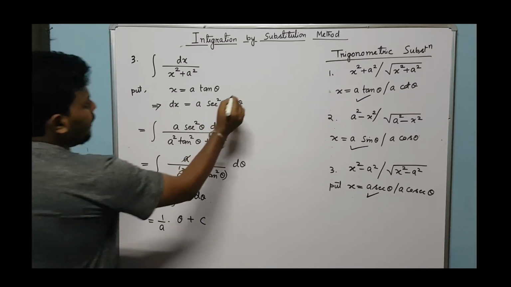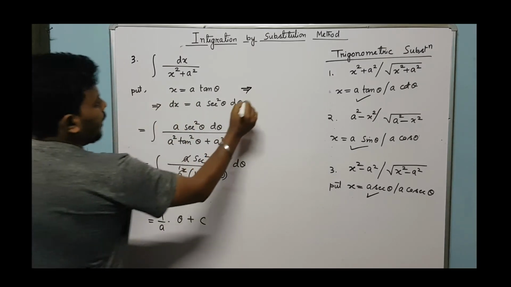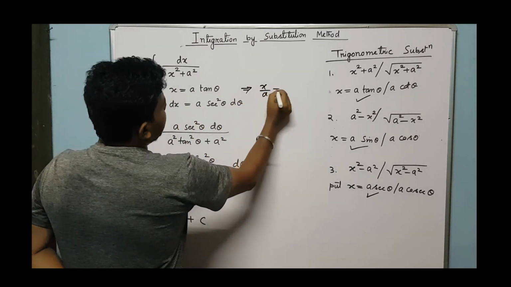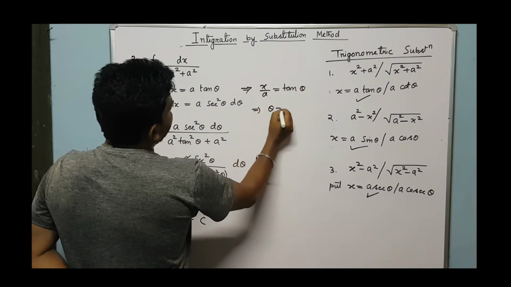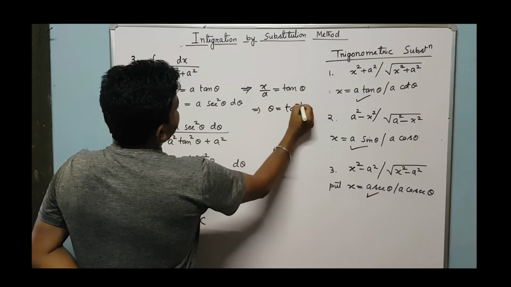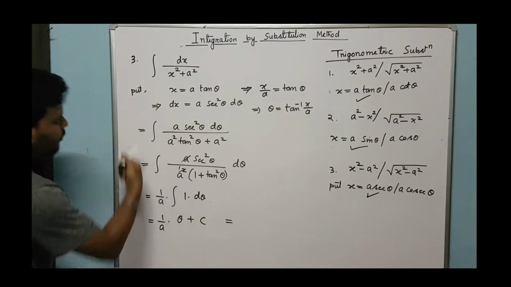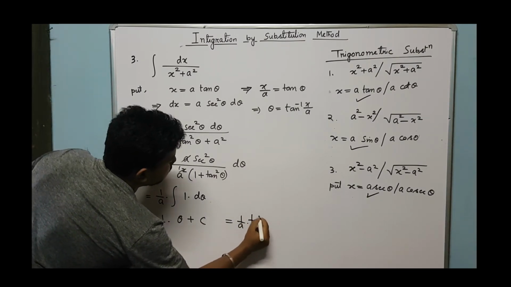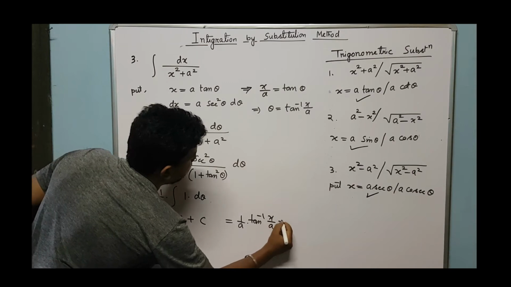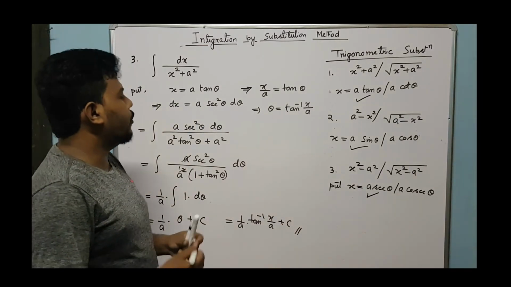See, from here I can say that x equal to a tan theta. Therefore, x by a is equal to tan theta. It implies theta is equal to tan inverse of x by a. So I can write that the integral becomes 1 by a theta, which is equal to 1 by a tan inverse of x by a plus c. This is your number 3.